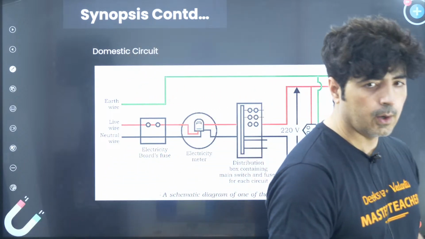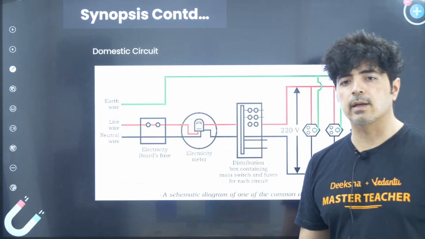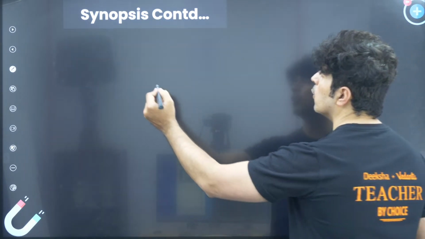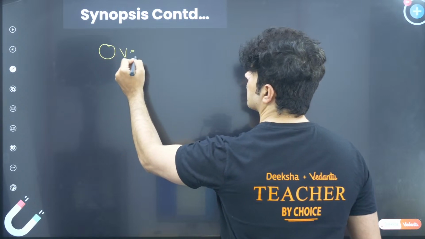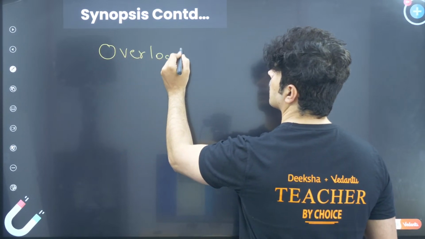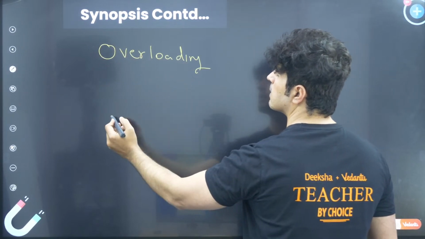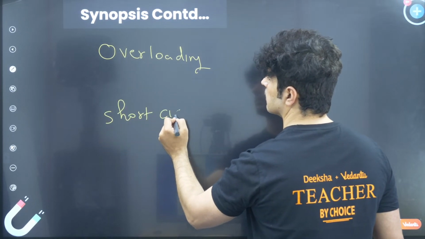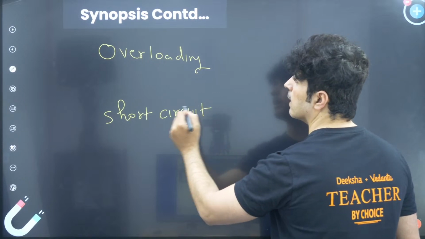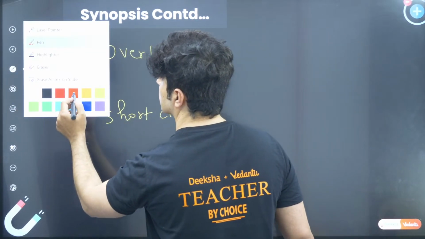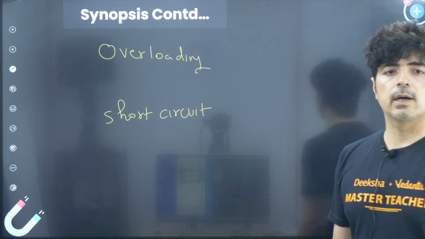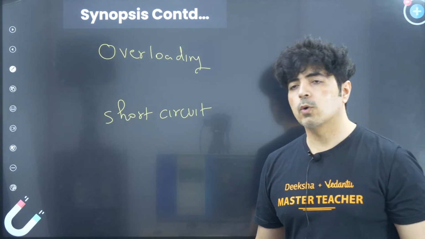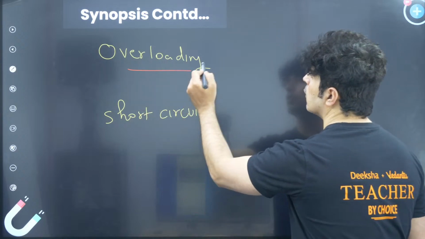All right, so this is about the domestic circuit. There are a couple more things remaining, guys. One is overloading, and the second one is short circuit. These are two important terms, overloading and short circuit. Let me explain overloading first.